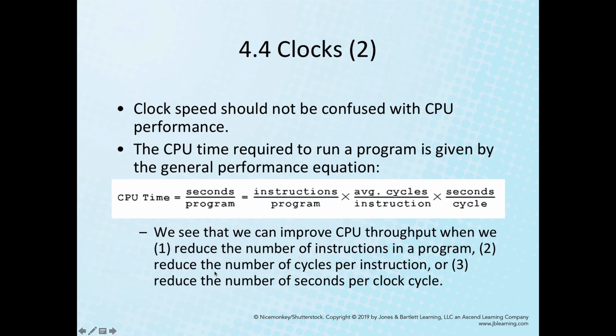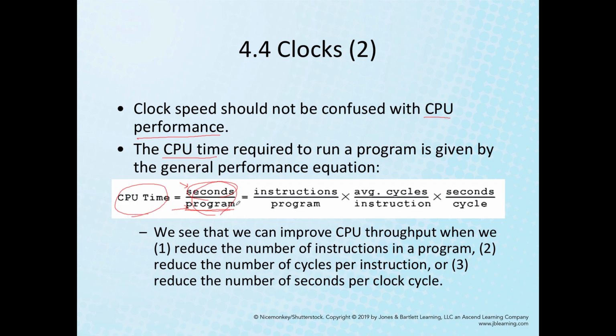So clock speed is somewhat related to CPU performance, but CPU performance is defined differently. The CPU performance or CPU time is how long it takes to run a program. So the number of seconds it took per program is called the CPU time.